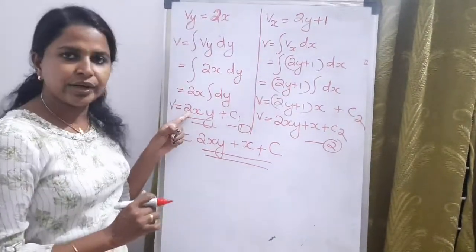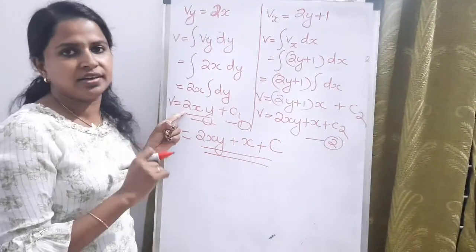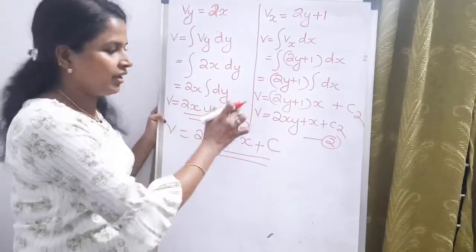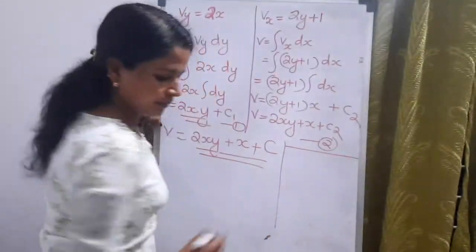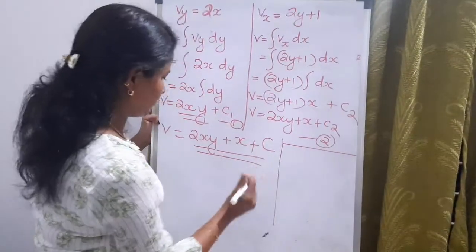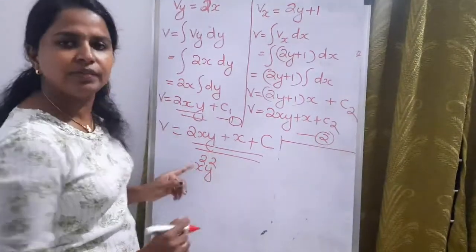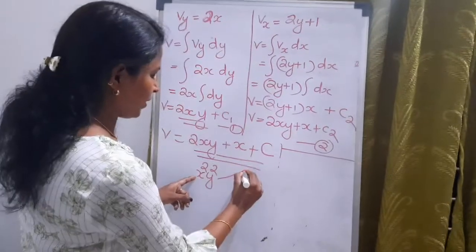Listen, here 2xy, here 2xy, two 2xy's are here. But we write only one 2xy. I will clarify this using one example. Listen, one term is x square y square.